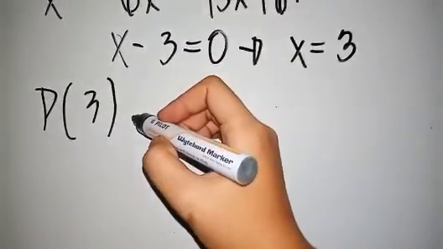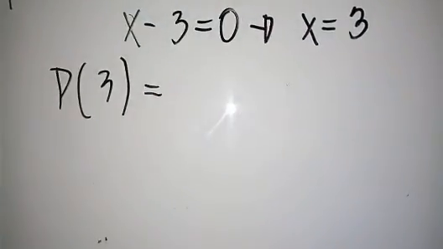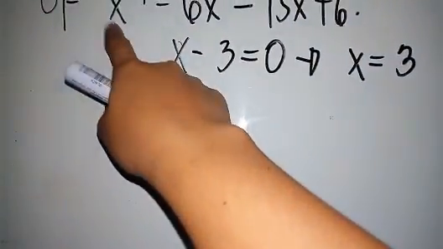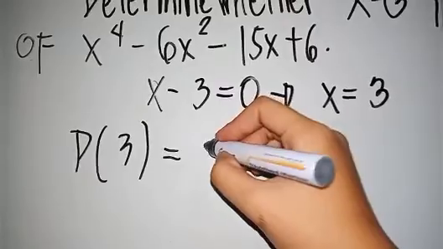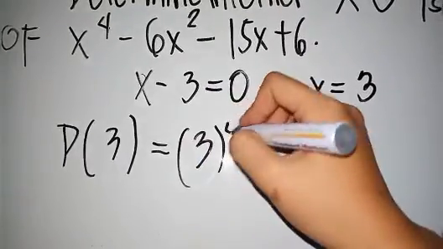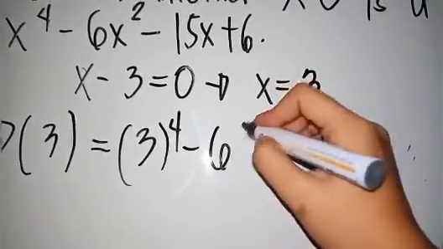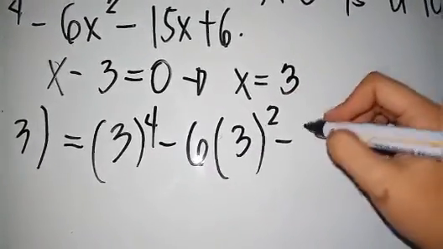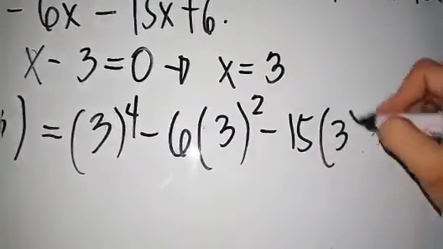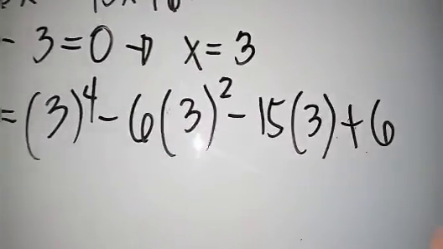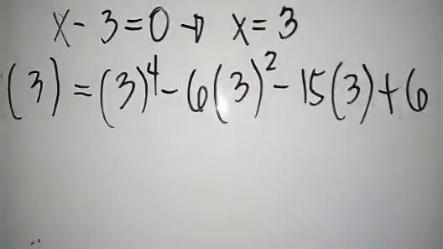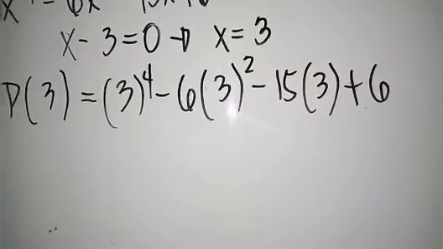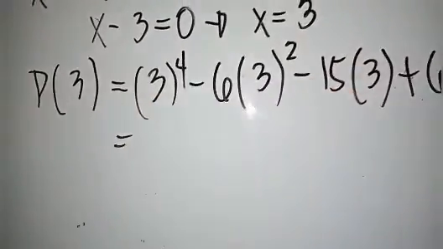Okay. So, we will start. So, p of 3 is equal to, since x yun, so gawin lang siyang nating 3 raised to 4 minus 6 times 3 square minus 15 times 3 plus 16. Okay, so after that, na-substitute na natin. So, ngayon, i-solve na natin siya.